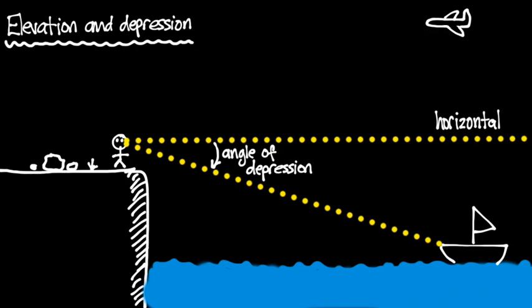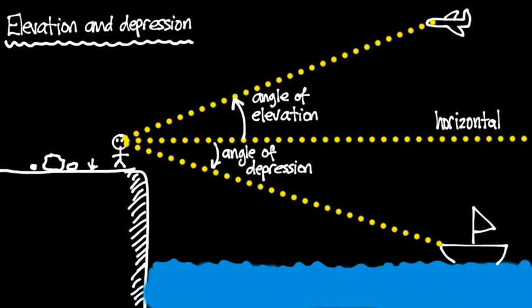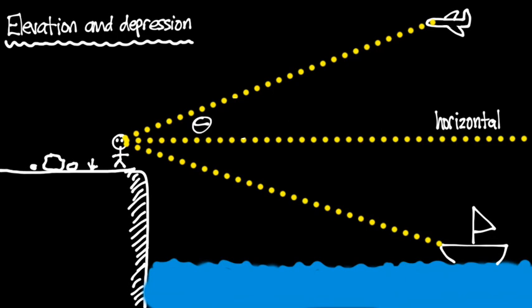So looking down is depression. If we were to look up at the aircraft, that would be an angle of elevation. Okay, so looking up, or an angle going up from the horizontal, is an angle of elevation. We don't know what this angle is, so we'll call it theta.